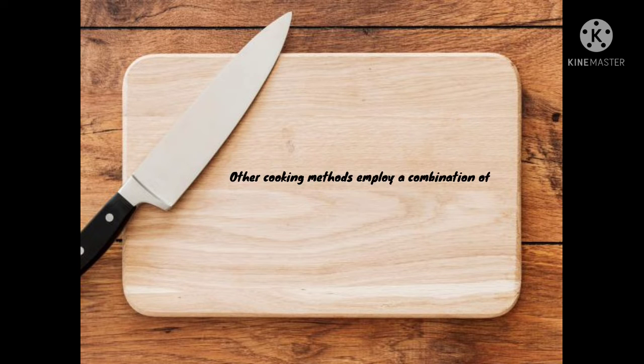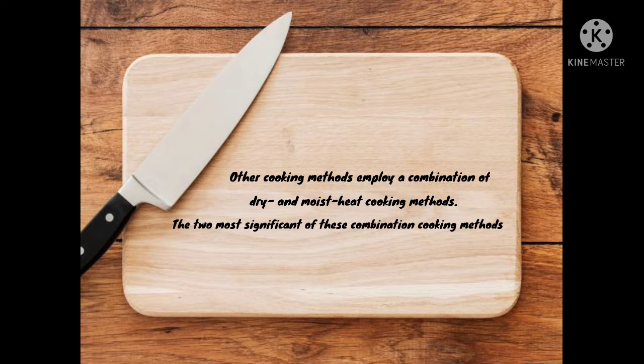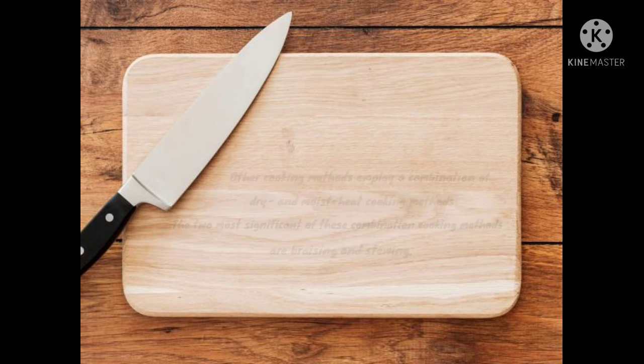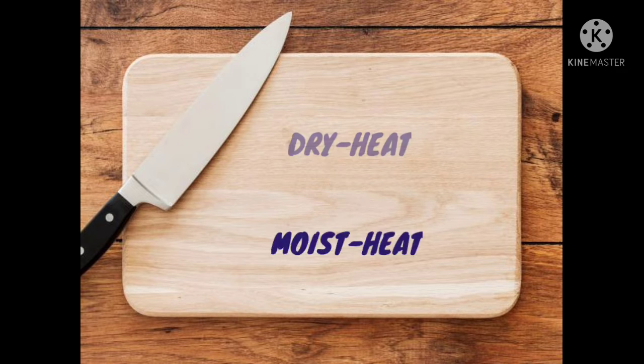Other cooking methods employ a combination of dry and moist heat cooking methods. The two most significant of these combination cooking methods are braising and stewing. Today, I am going to perform a dry heat and moist heat cooking method.